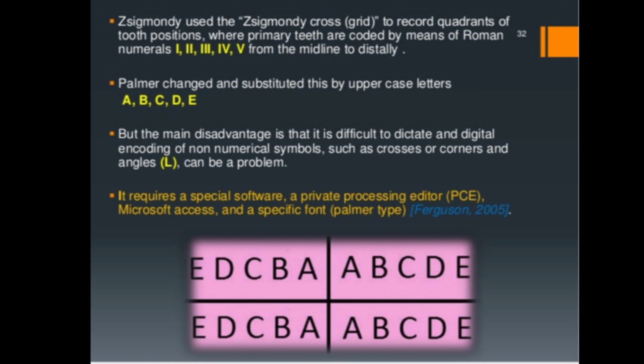Zsigmondy used the Zsigmondy cross or grid to record quadrants of tooth position, where primary teeth were coded by means of Roman numerals initially, from the midline distally. Then later Palmer changed and substituted these with uppercase letters. But the main disadvantage is that it is difficult to dictate, and digitally encoding non-numerical symbols such as crosses or corners and angles can be a problem. It requires special software, a private processing editor PCE, Microsoft Access, and a specific font, that is Palmer type.